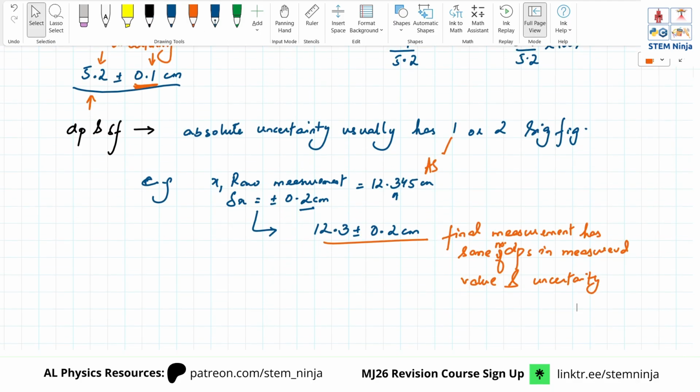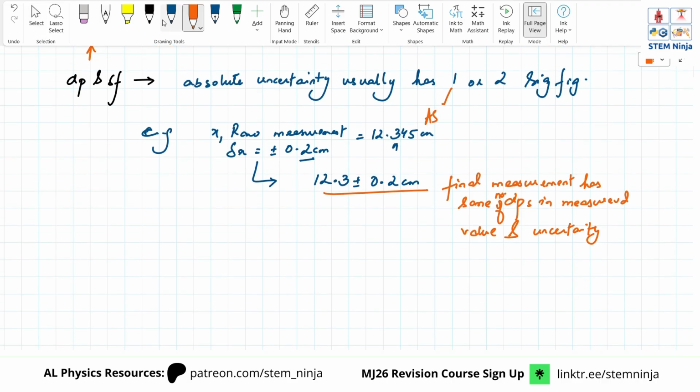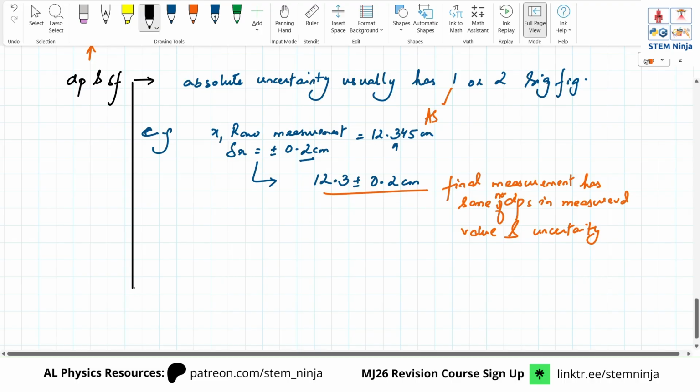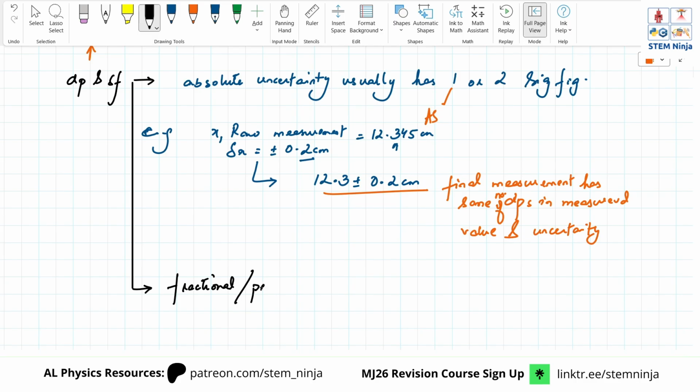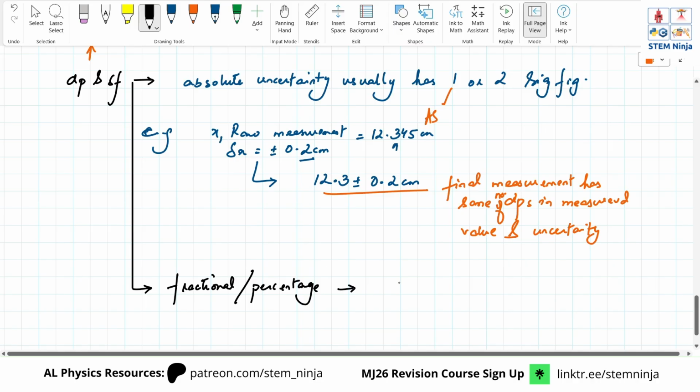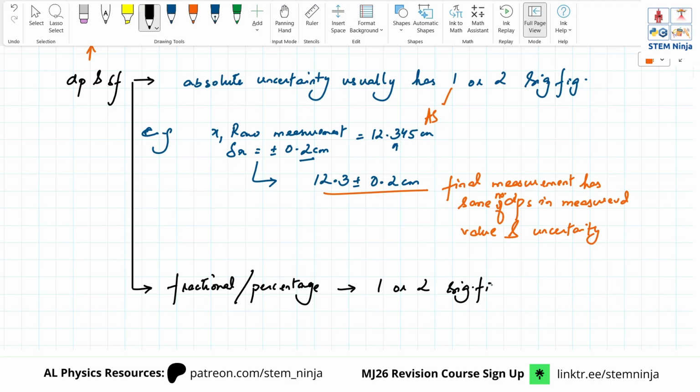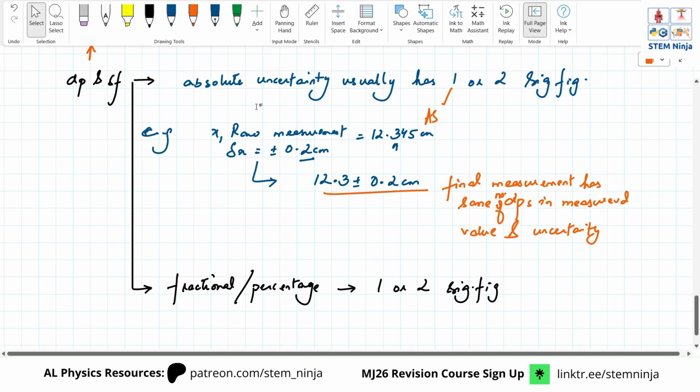So that's how we decide that. For fractional or percentage, again, you can have one or two significant figures as you find appropriate. But the rules would be the same.